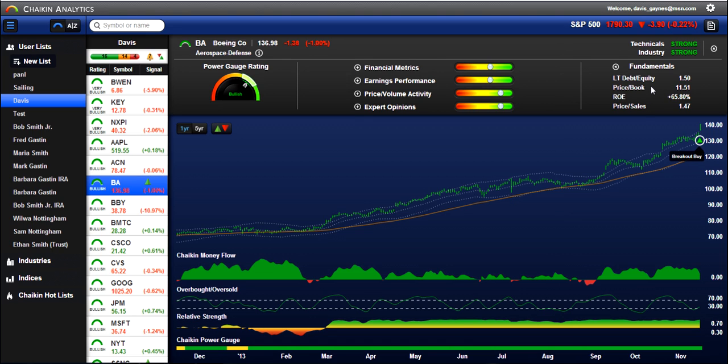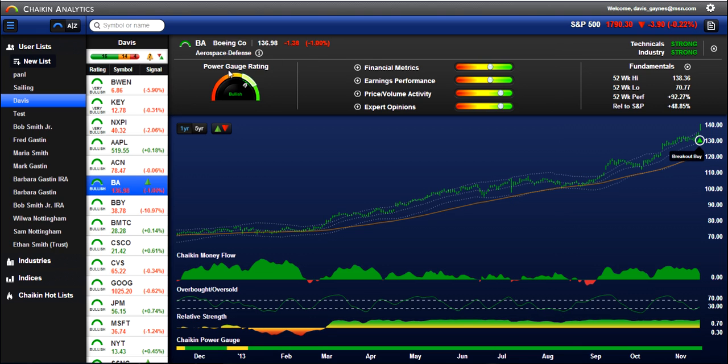On the right side of the screen are some basic fundamentals, the kind you'd get from anything, a high-end system like Reuters or Bloomberg, down to Yahoo Finance or Money from Microsoft. Long-term debt equity, price-to-book ratio, some earnings and earnings estimates information, price information, and some very basic fundamental information on the industry. The most important aspect of Chaikin Analytics is the Power Gauge rating.